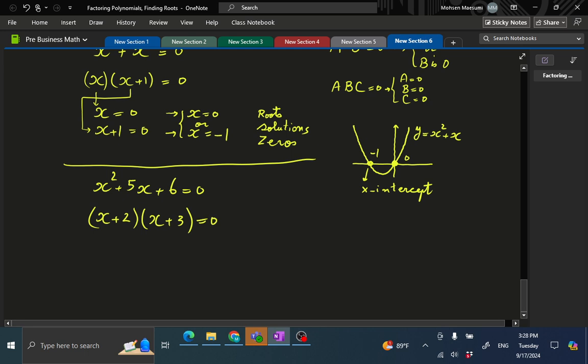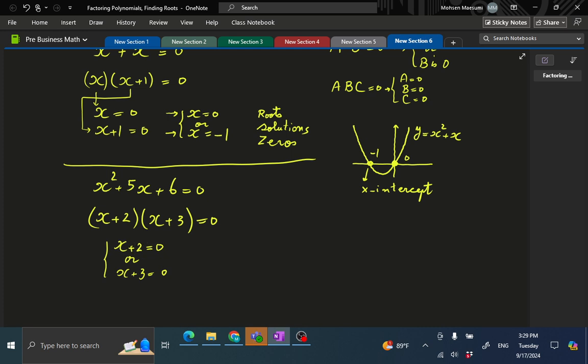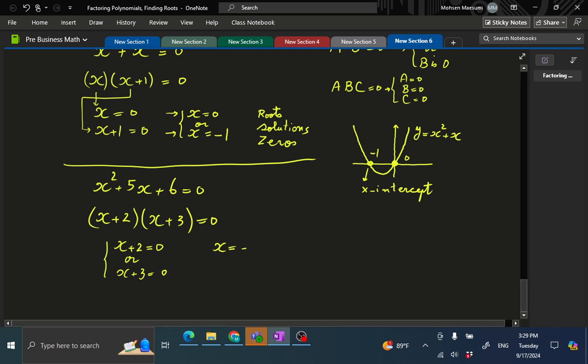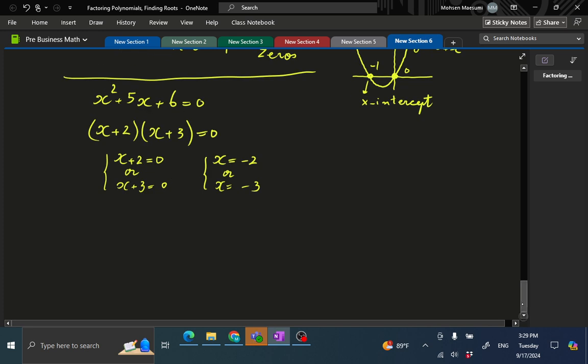Now we appeal to the following idea: if the product of two numbers is 0, at least one of them has to be 0. Either the first one is 0 or the second one is 0. Now these are simpler equations than that one was. That's the idea of factoring. I'm dealing with a much simpler equation. I can easily solve it. x equals minus 2 or x equals minus 3. So that becomes the solution of this one.